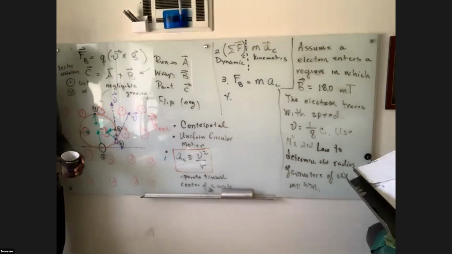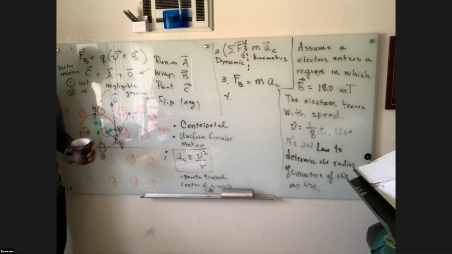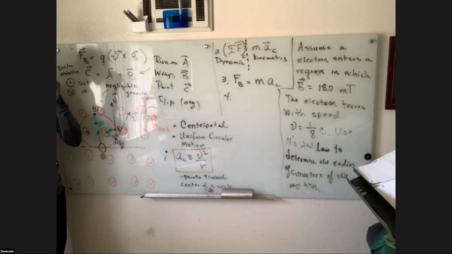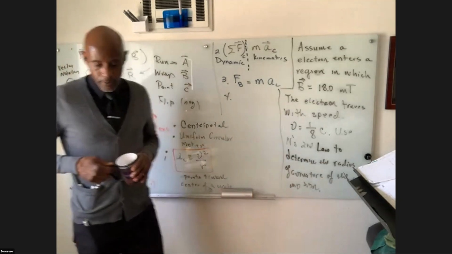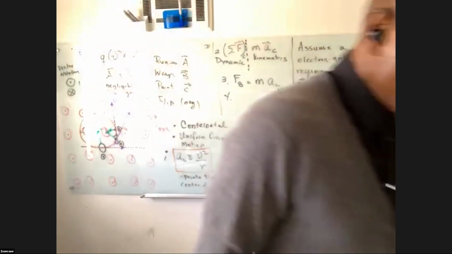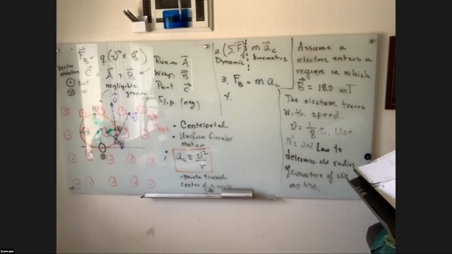You can look these things up in the back of the book. They should have the mass of an electron and the speed of light. I gave it to you, but you should have it. So just work on that for a minute.